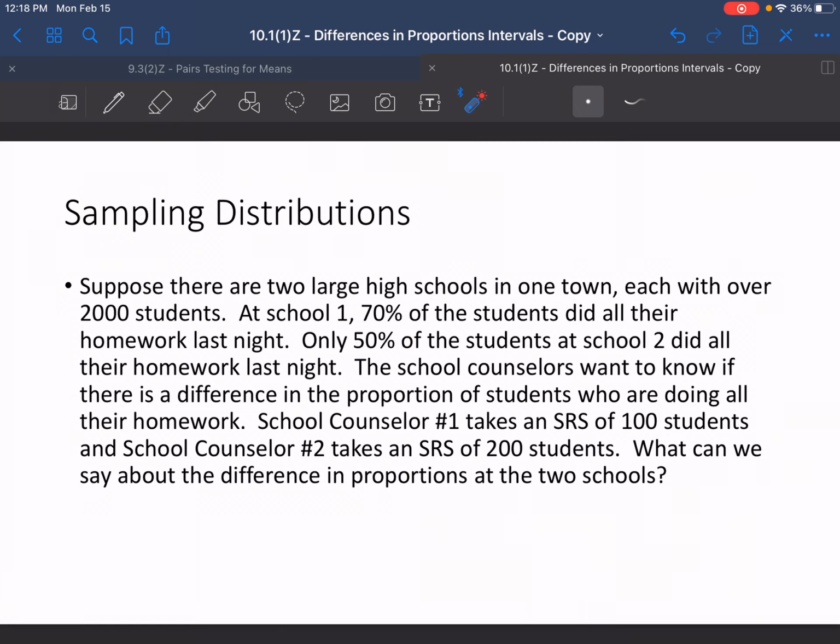So let's look at this example real quick. Suppose that there are two large high schools in one town, each with over 2,000 students. At school 1, 70% of the students did all of their homework last night. Only 50% of the students at school 2 did all their homework last night. So the school counselors want to know if there is a difference in the proportion of students who are doing all their homework. School counselor 1 takes a simple random sample of 100 students, and school counselor 2 takes a simple random sample of 200 students.